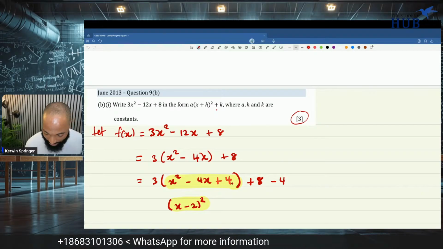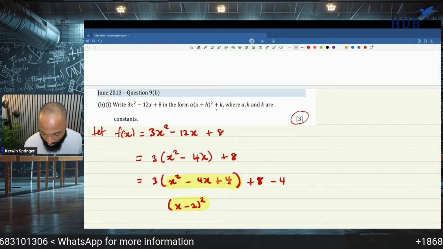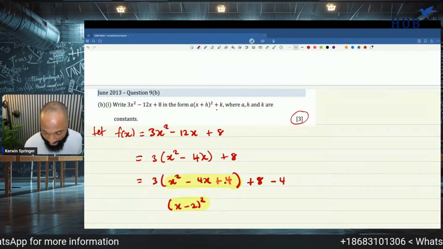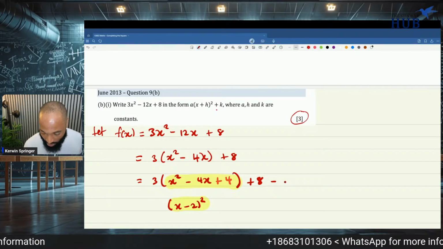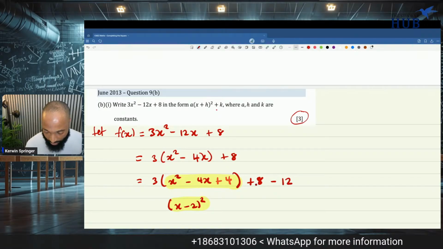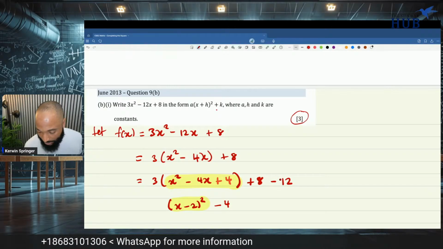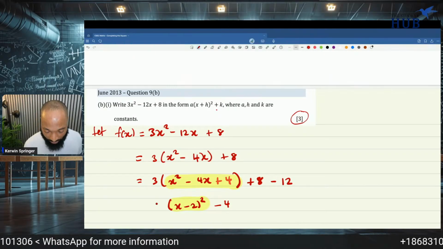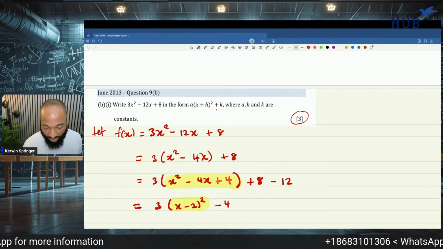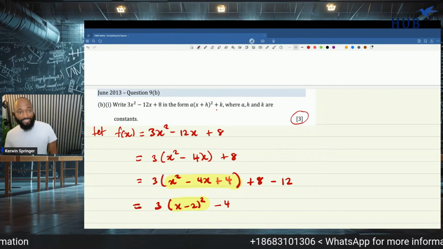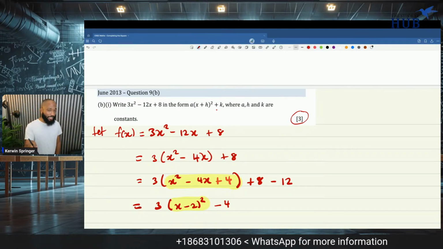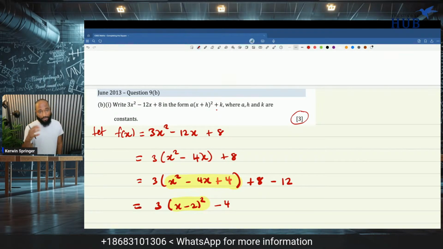But hold up, I didn't add in 4. I added in 3 times 4 because the 3 is monitoring whatever I did in these brackets. So I need to take out 12. 8 minus 12 is another 4 shows up here. Another 4 appears. 8 minus 12 is negative 4. And we put the 3 there, and we have just completed the square. That's it. So if you really perfect this method in 3 lines, 4 lines at most, you're done.